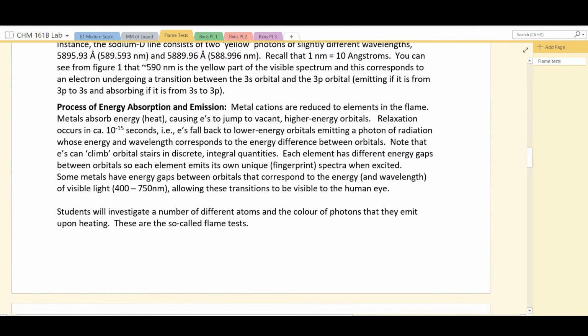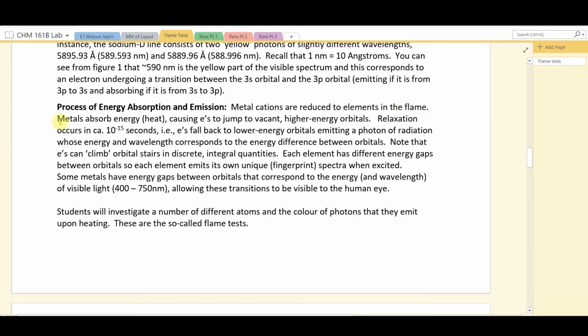So what's actually happening during this process of absorption and emission? Well, we use metal salts like sodium chloride, Na+Cl-, and we place them in a flame. Now in the flame, the metal cations are actually reduced to the elements, so we would form, for example, sodium metal. This happens because the fuel of the flame, methane or ethane, are actually reducing agents, something you'll learn more about in organic chemistry later.